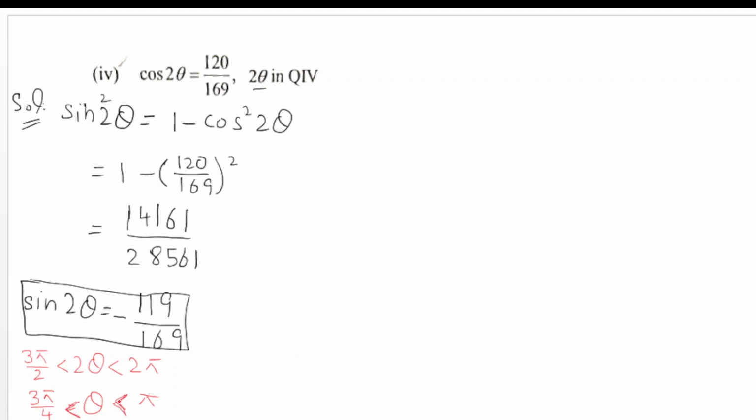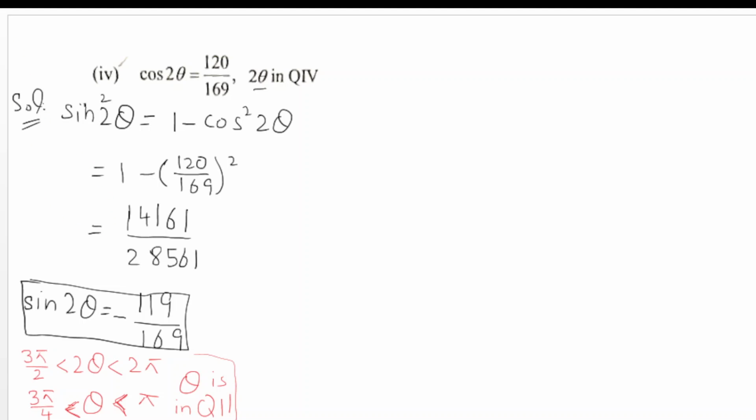Let me convert: 180 degrees divided by 4 is 45, so 3 pi by 4 is 135 degrees. So theta is greater than 135 and less than pi, and pi is 180, so theta is less than 180. So it is in the second quadrant. Let me write theta is in quadrant 2. I hope all the students understand.